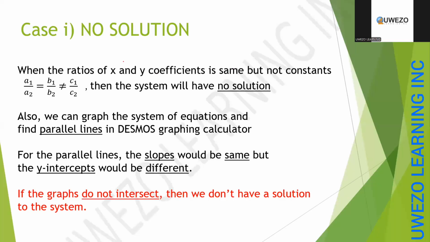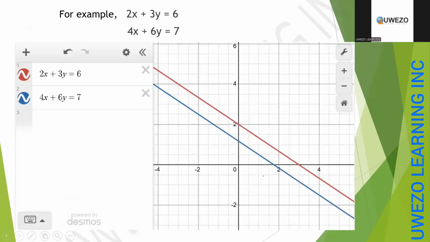The first case is when there is no solution: the ratio of xy coefficients will be the same, but not the constants. Also, we can graph the system of equations in Desmos and see parallel lines. For the lines which are parallel, the slopes would be the same, but y-intercepts would be different. Also, if the graphs don't intersect, that means we don't have a solution.